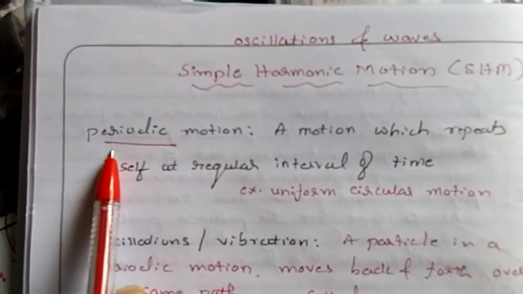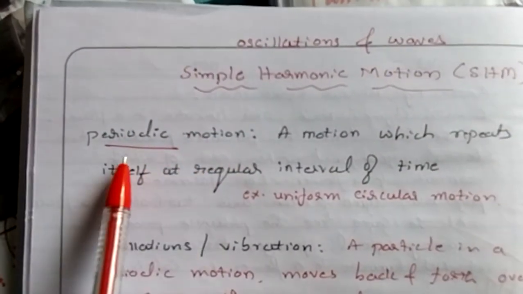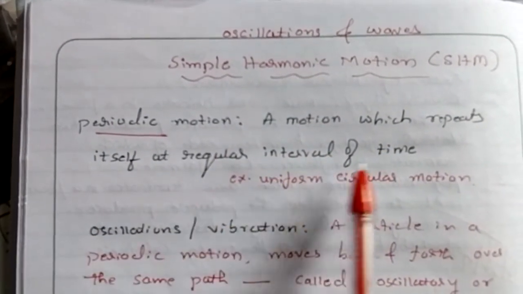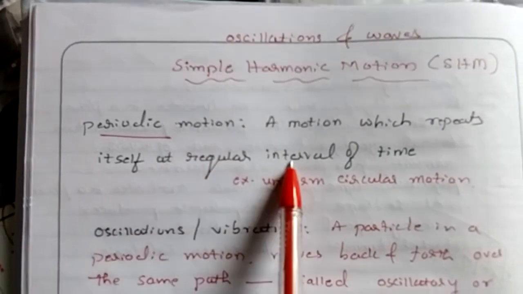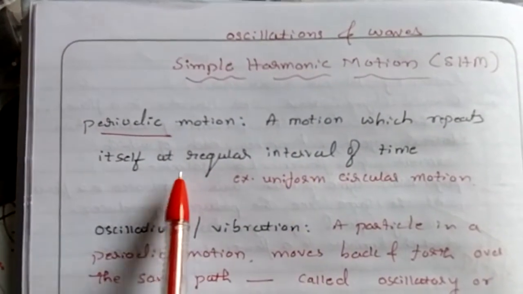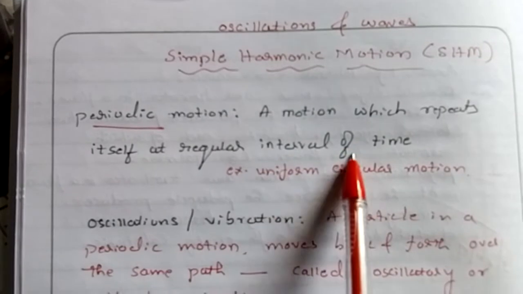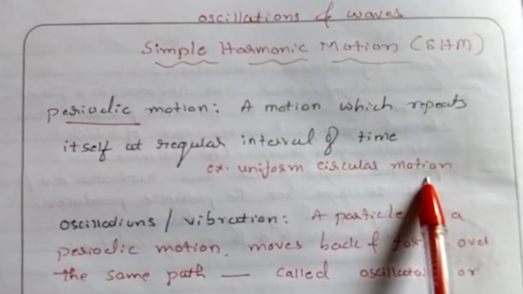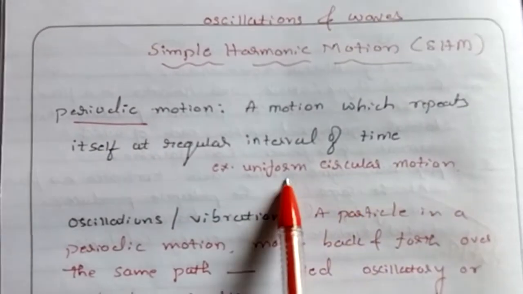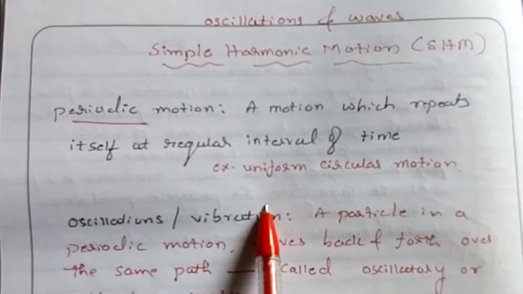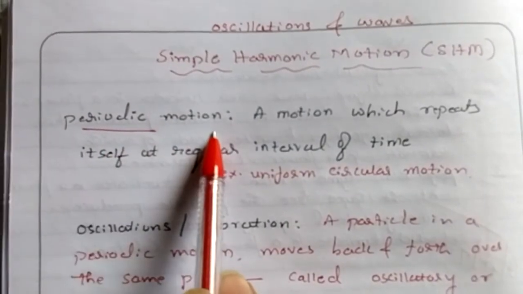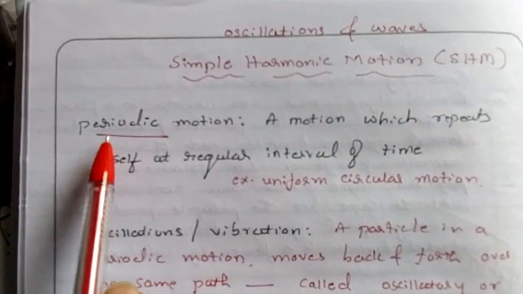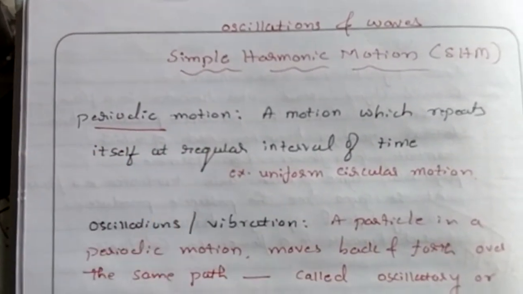This discussion starts with periodic motion. What is periodic motion? A motion which repeats itself again and again at regular intervals of time is called a periodic motion. For example, uniform circular motion is a periodic motion. A simple pendulum is also a periodic motion. I am discussing periodic motion because simple harmonic motion is also a periodic motion. So it's a general term.